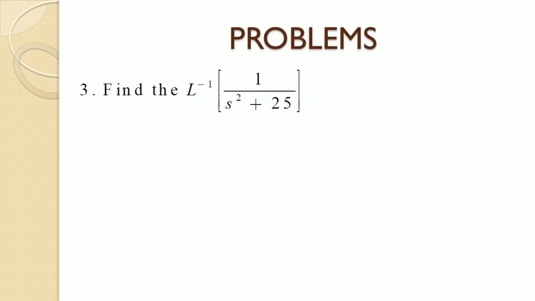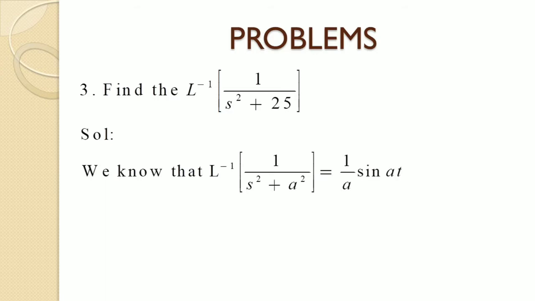Third problem, find the L inverse of 1 by s squared plus 25. We know that L inverse of 1 by s squared plus a squared is equal to 1 by a into sin at. So in the place of a squared we are having 25. Therefore L inverse of 1 by s squared plus 25 can be written as 1 by 5 into sin 5t.